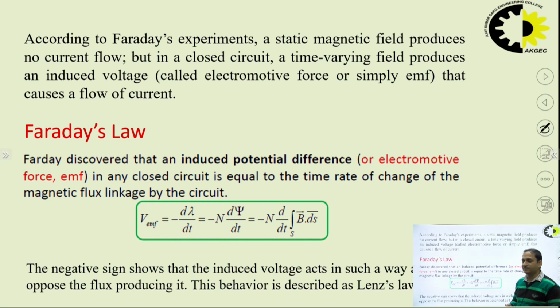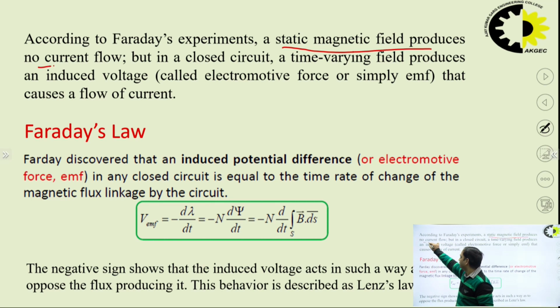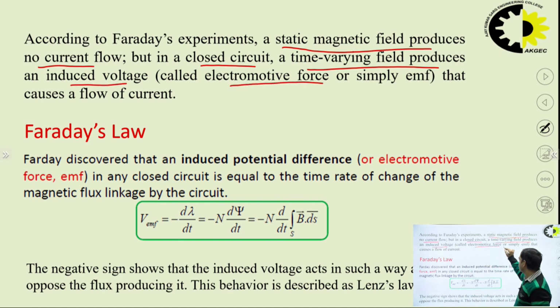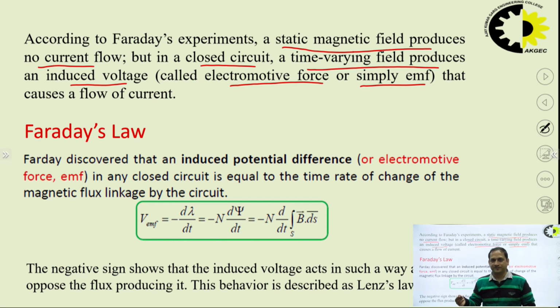It was discovered based on Faraday's law. According to Faraday's law experiment, a static magnetic field produces no current flow, but in a closed circuit a time varying field produces an induced voltage, which is called the electromotive force, or simply EMF, which causes the flow of current. So in the presence of a time varying magnetic field, current flow will occur.